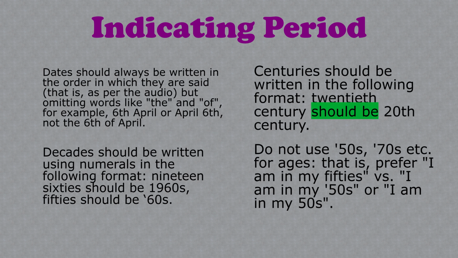This section will cover dates and decades. Dates should always be written in the order in which they are used, that is, as per the audio, but omitting words like "the" and "of", for example, 6th April or April 6th, not the 6th of April. Decades should be written using numerals in the following format. 1960s should be 1960s. 60s should be 60s.